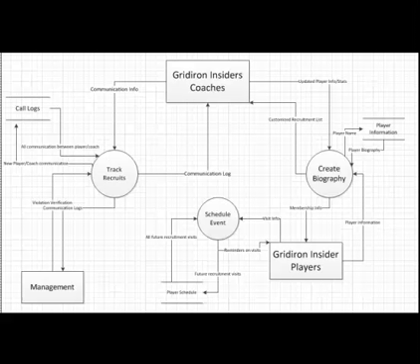This is the level 0 data flow diagram for Gridiron Insiders. As you can see, the external entities will be Gridiron Insiders coaches and Gridiron Insiders players, along with the management. As you can see, we have 3 processes here. The first one being track recruits, the second one being schedule event, the third one being create biography.